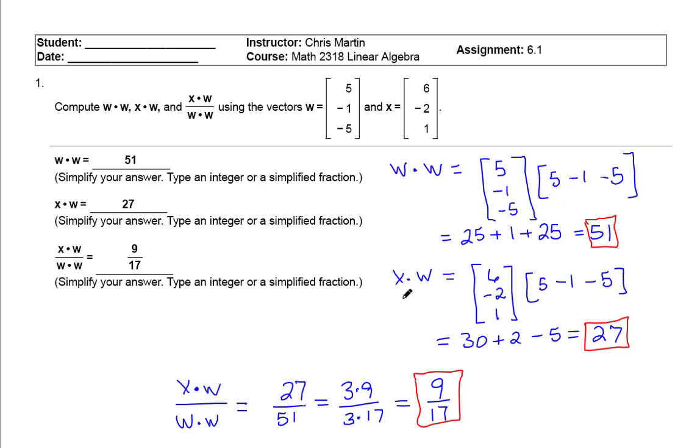The dot product of x times w. Now, one interesting thing is the dot product is commutative, so even if you did w times x, you would end up with the same number. Alright, so 6 times 5, I got minus 2 times minus 1, and 1 times a minus 5 to give me a number of 27.